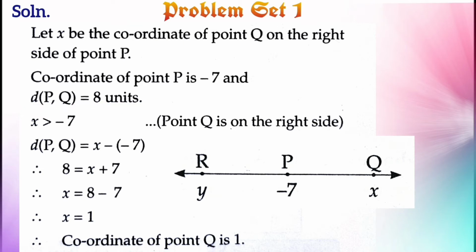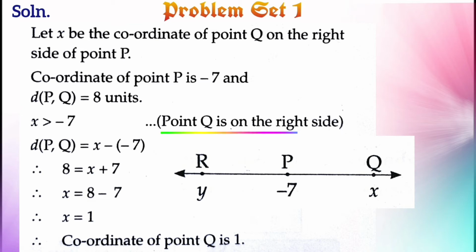And X is greater than -7. Why? Because X is present on the right side, and any number on a number line which is more to the right side will be the greater one. Okay, so that's why X is greater than -7. Whether it is positive or negative, as it is present on the right side, it will be greater than -7. So point Q is on the right side, which we have to write here also.